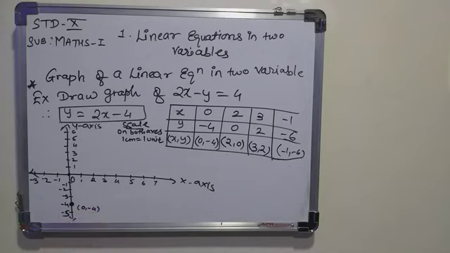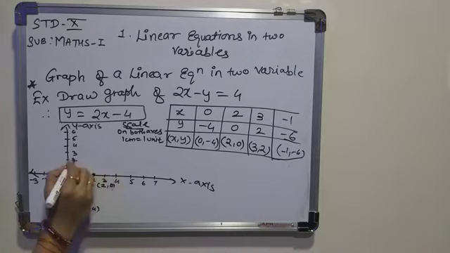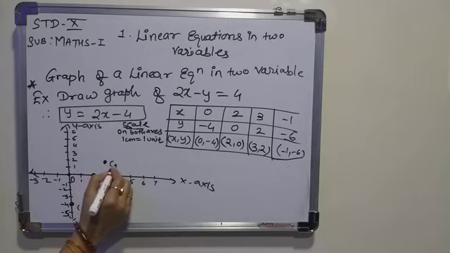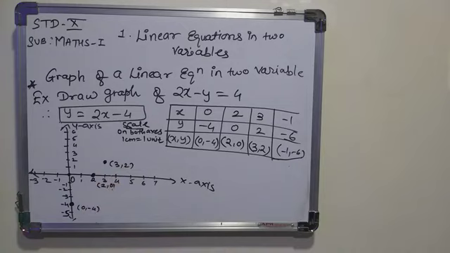Second point is 2 and 0 here, right? When your x is 2, your y is 0. So this is how you are going to represent the point. And your third point is when your x is 3, your y is 2. So here, right? So this is how you are going to represent it over here. 3 and 2. And the last and the fourth point is when your x is -1, your y is -6.